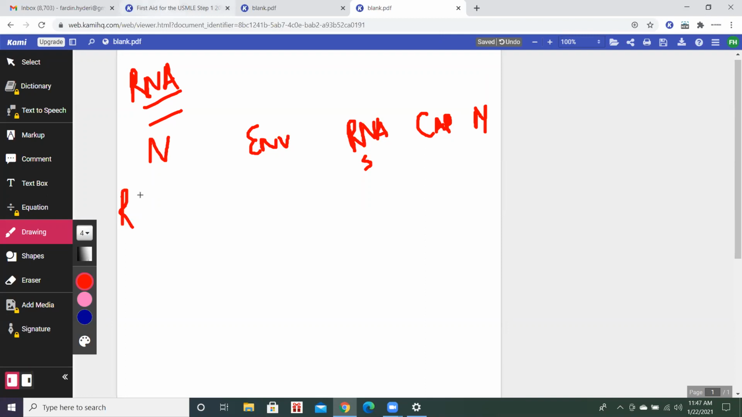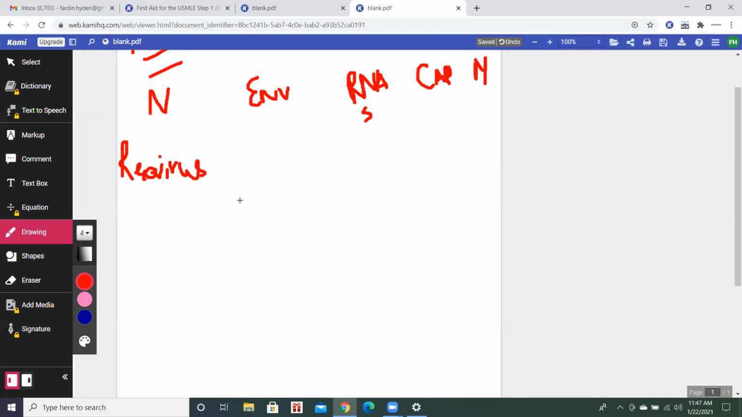Okay, the first virus is reovirus. I'm pretty sure that's the virus over there. Okay, let's talk about reovirus at first. Reovirus, enveloped or not enveloped? Fast answers, please. Is it enveloped or not enveloped? Not enveloped. Is it double-stranded or single-stranded? Double-stranded. Is it a positive strand or a negative strand?